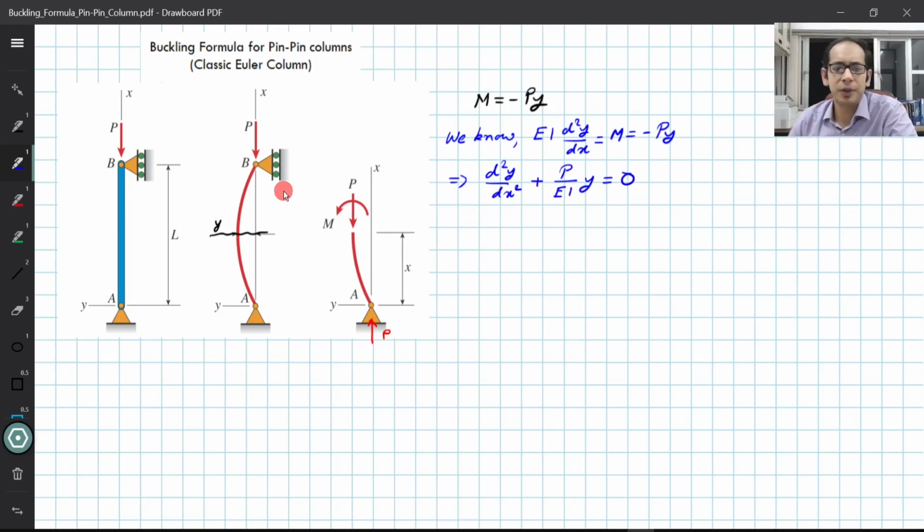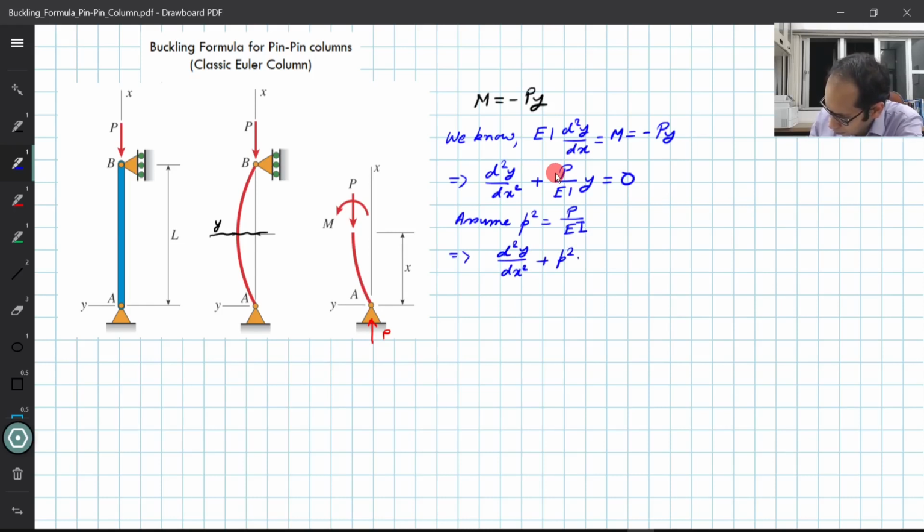So we arrive at this particular equation. Now if I take this term over here, P divided by EI, and represent it with something else, say small p square, let's see what we get. See this equation that we looked at, let me mark it as equation A right over here. Now does this particularly remind you of something?